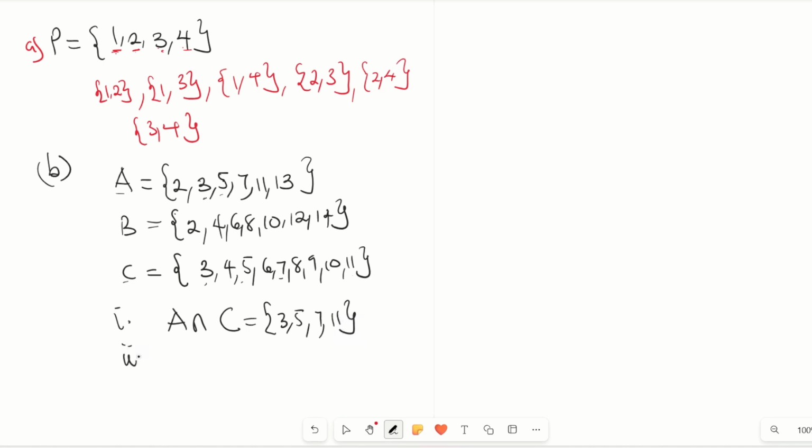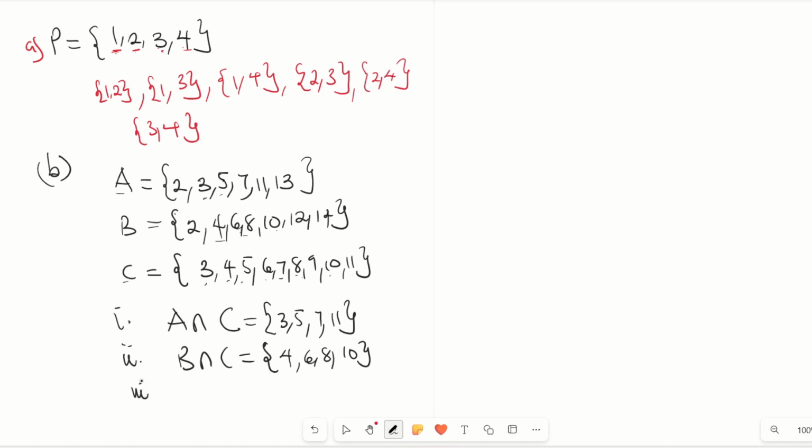And then we are supposed to list the element of B intersection C. So basically, when we look at B, what are the elements that are common? There's 4 here, there's 4 here, right? And then there is 8, and then there is also 10. So we have 4, 6, 8, and then 10, right? So B intersection C is 4, 6, 8, and 10.